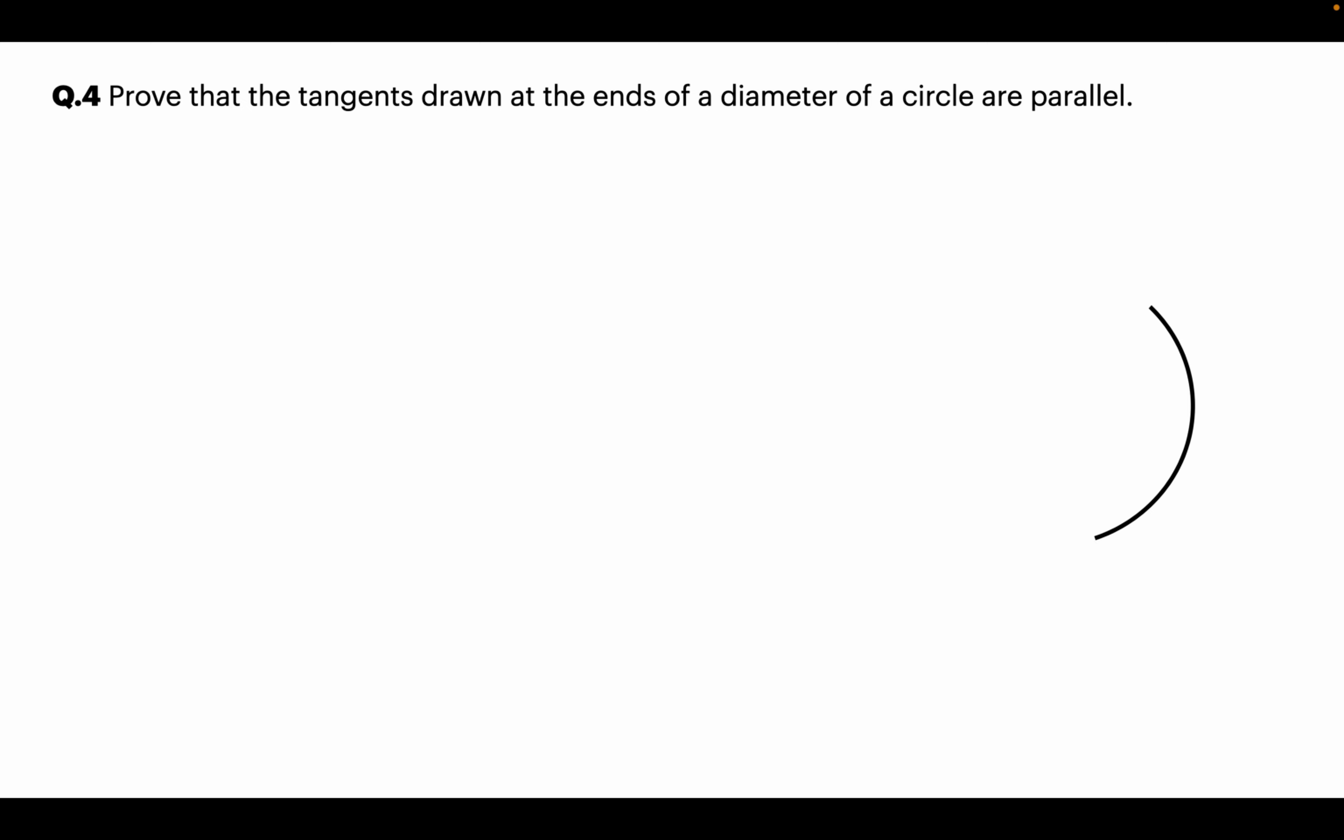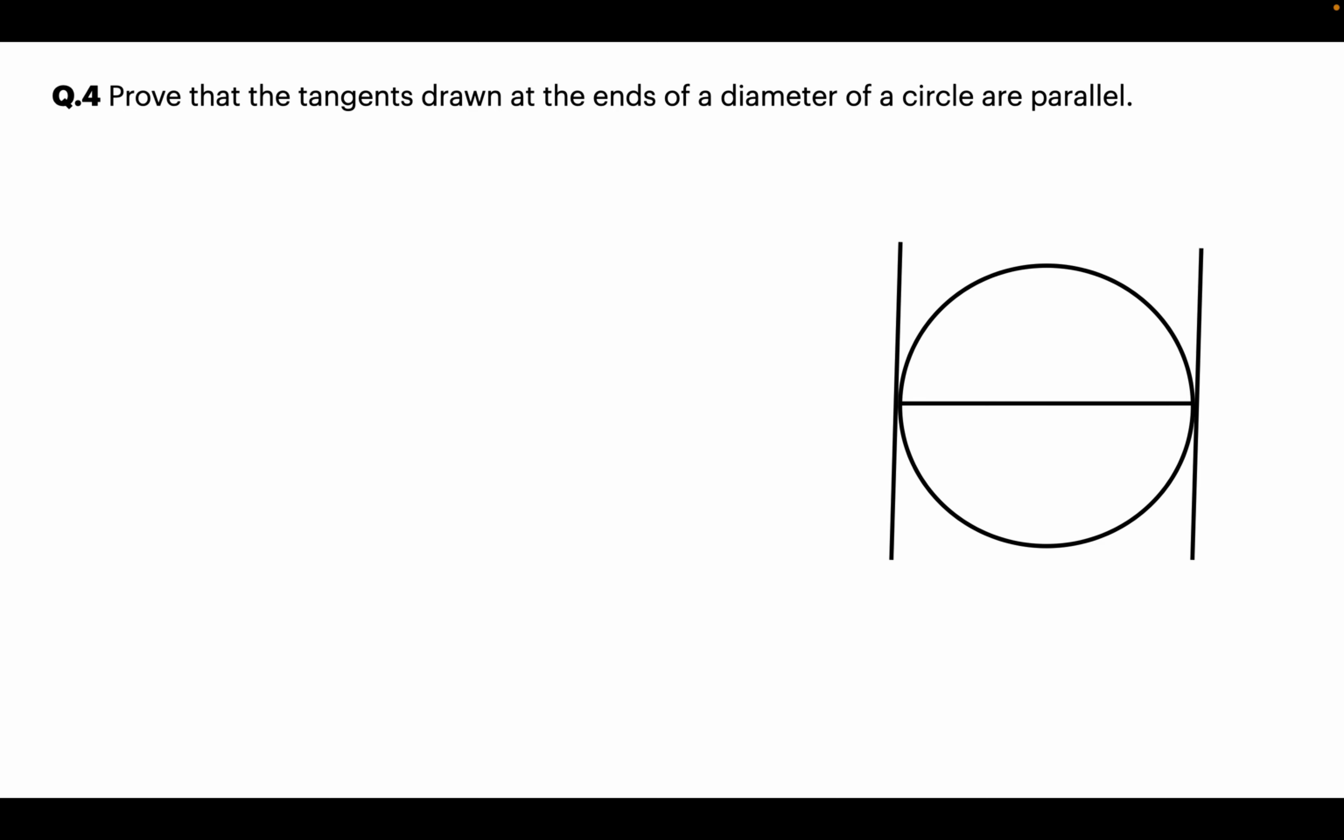So we will begin with drawing a circle, then a diameter through it. Then we will draw tangents at both ends of this diameter, and let's say the diameter meets the tangents at point Q and point P, and let's say these tangents are the line segments XY and X'Y', and P and Q are some points on them.